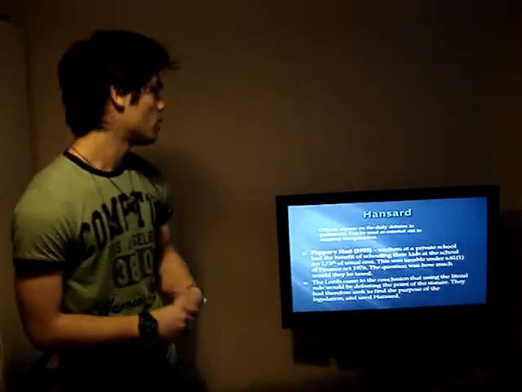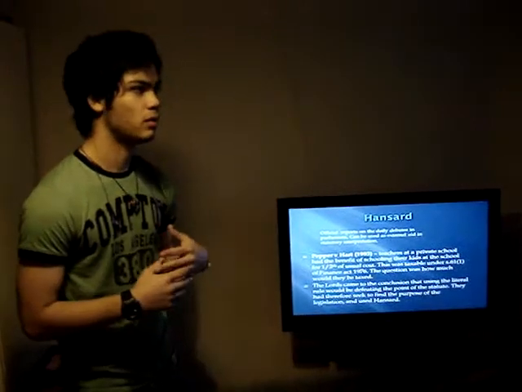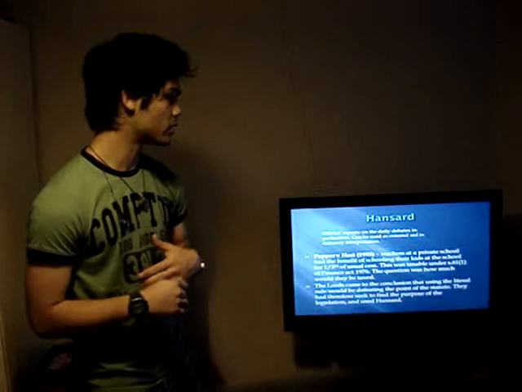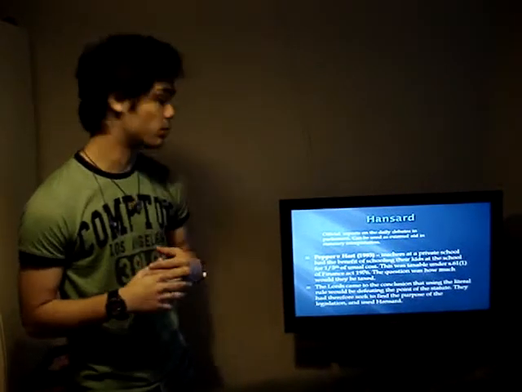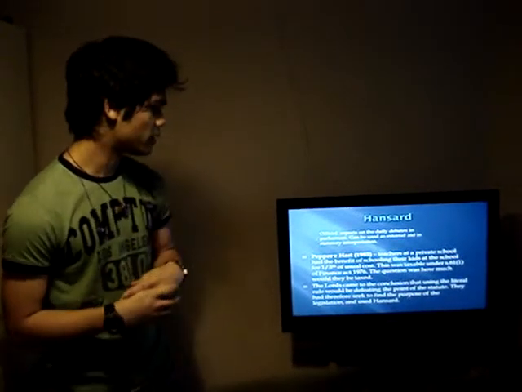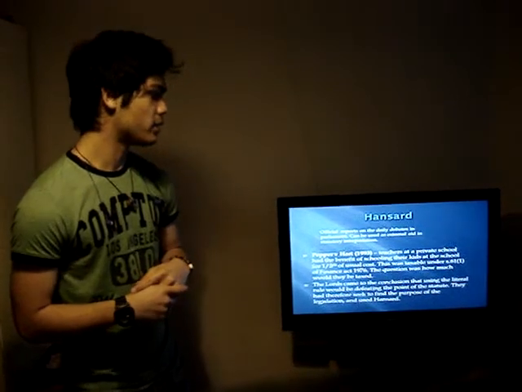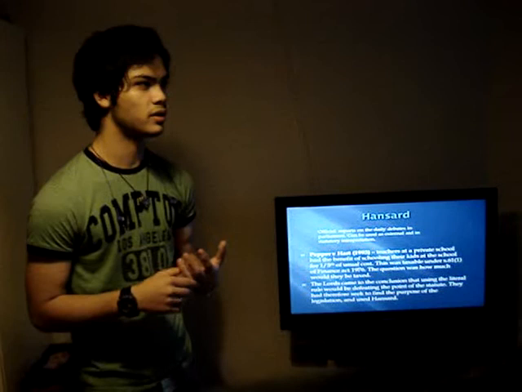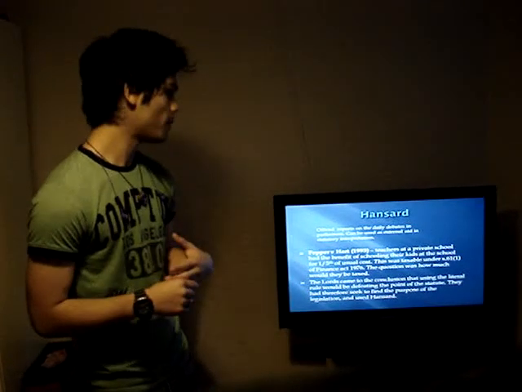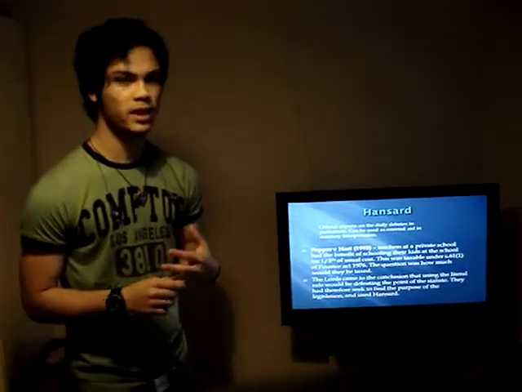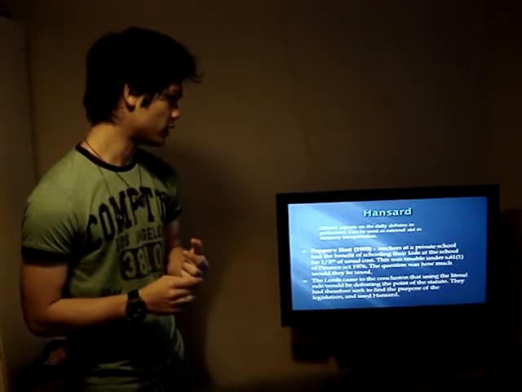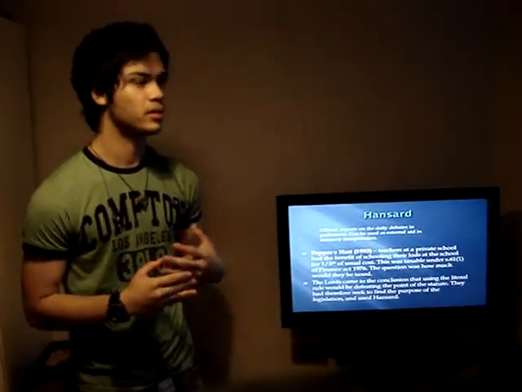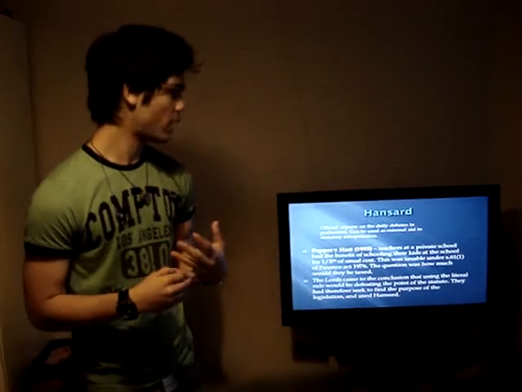Hansard. Hansards are official reports on the debates in Parliament, and it can be used as an external aid in statutory interpretation. For instance, in Pepper v Hart, teachers at a private school had the benefit of sending their kids to that school for a fifth of the price. This was deemed taxable under a statute, and it was a question of how much tax they were liable for.